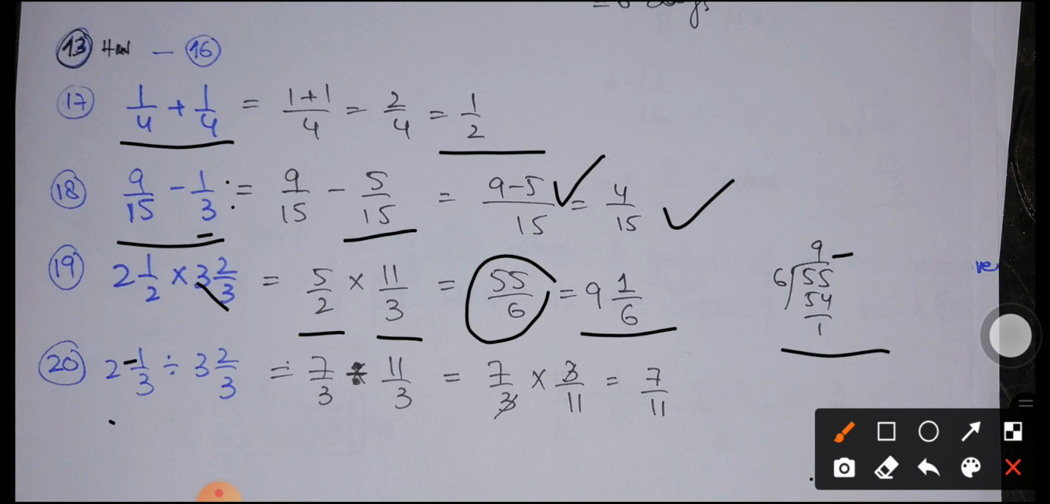Next we have question number 20, 2 whole 1 by 3 divided by 3 whole 2 by 3. At first we will shift these mixed numbers into the corresponding fractions, and then by shifting this division into a product, we have to take the reciprocal of the second term, that is 3 by 11. Now this 3 and 3 will be cancelled out, and we will get 7 by 11, which is a proper fraction and already in the simplified form.